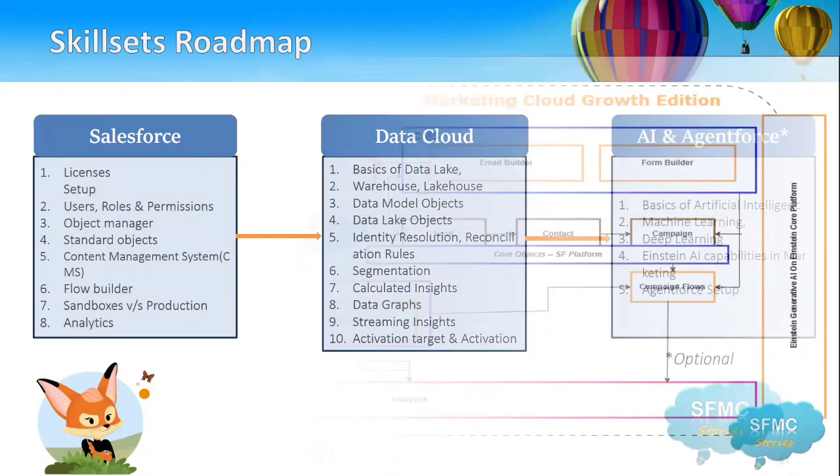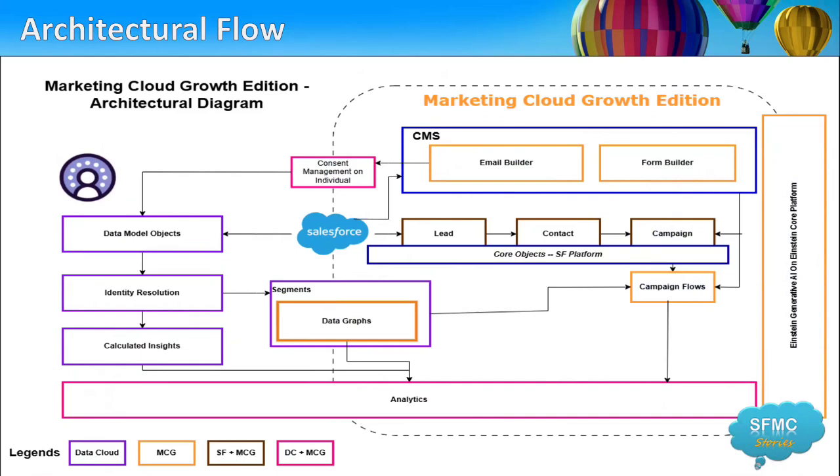With that said, let's move on to the next one here, that is the architectural flow. And yeah, there might be some changes. If you bring up some changes, I'm happy to correct this particular flow. Again, this flow is prepared by me, and maybe there are some changes that might come up in future as well. So Marketing Cloud Growth Edition is built on Einstein Generative AI on the Einstein Core platform.